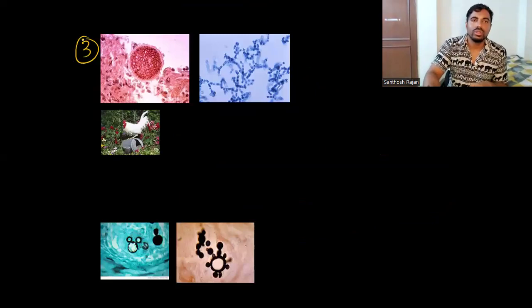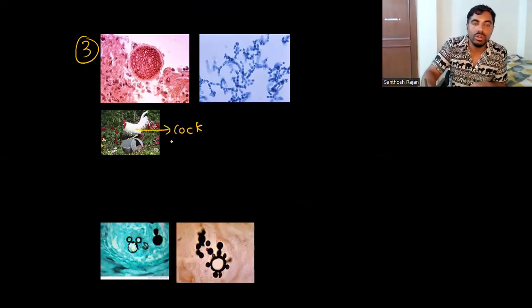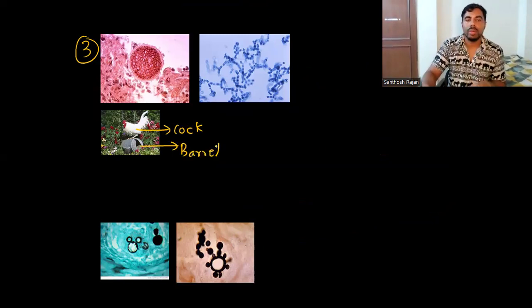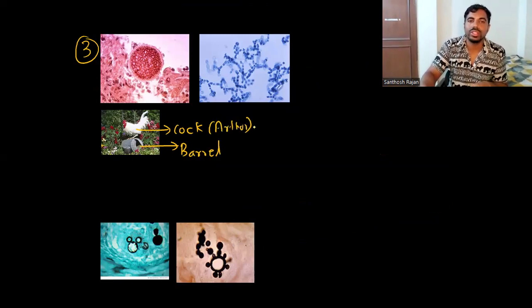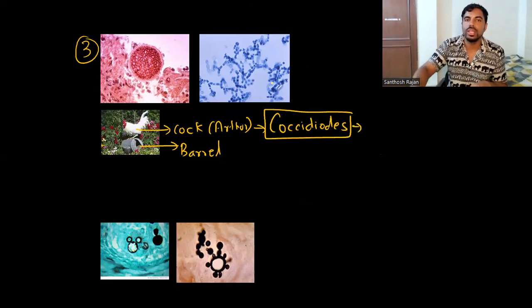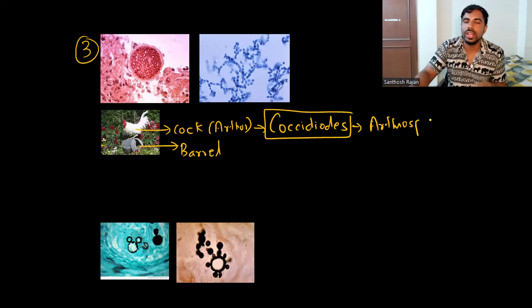Now, the third one. So one hit is over, blast is over. Now look at this cock. So what is this cock doing here? This cock is sitting on a barrel. Okay, barrel. This cock's name is actually Arthur. Okay, so what is the magic here? Cock? Coccidiosis. Coccidiosis. What is the characteristic which you see? Barrel-shaped arthrospores. The conidia are called arthrospores. This is barrel shape.